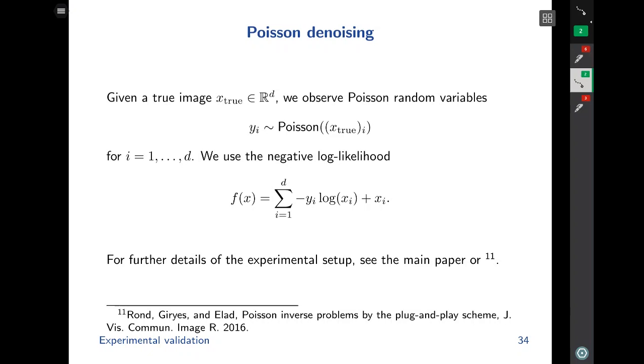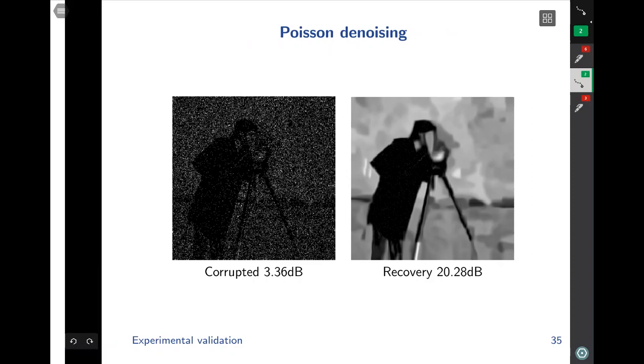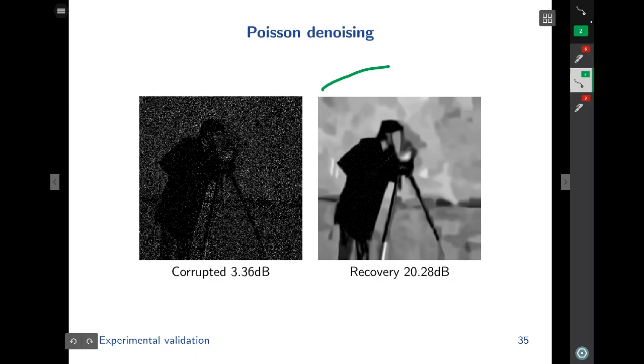If you are interested in further details of this experimental setup, see the main paper or the work of Rond et al. On the left, we have an example of an image corrupted by Poisson noise. The image on the right is the recovery produced by plug-and-play ADMM with DnCNN trained with real spectral normalization.